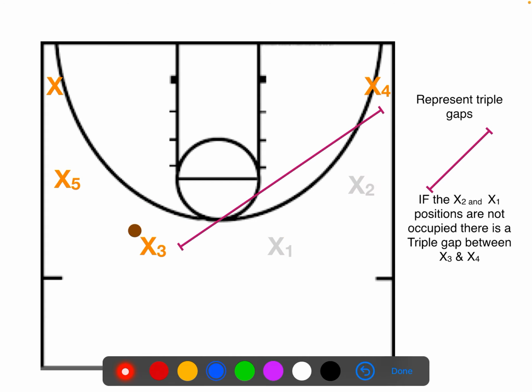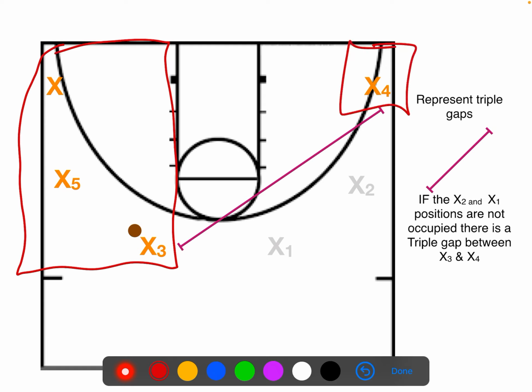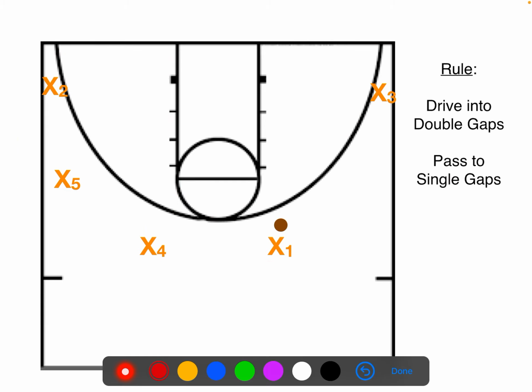We also have a triple gap, and that would be, notice we have one side that's overloaded, and then our X4 stays in the corner. If X4 stays in the corner, then that leaves X3 with a triple gap right here. So there's our terminology, and that's how we understand different gaps. Now, we need to understand our gaps in order to play within our rules.